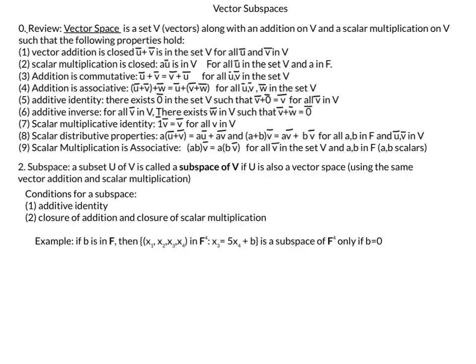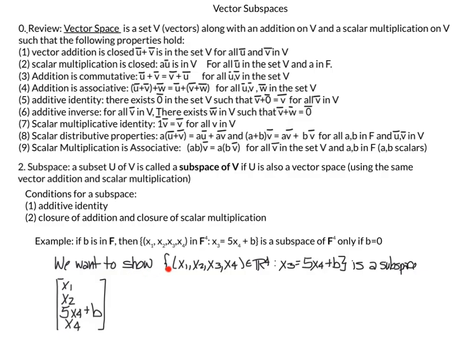Then this 4-tuple x1, x2, x3, x4 in F4, such that x3, this third coordinate, is equal to 5 times the fourth coordinate plus b, is a subspace of F4 only if b is equal to 0. And here I've written out what our vector looks like in this column format. So I have my x1, my x2, my x3 now is 5x4 plus b, and then over here I have my x4.